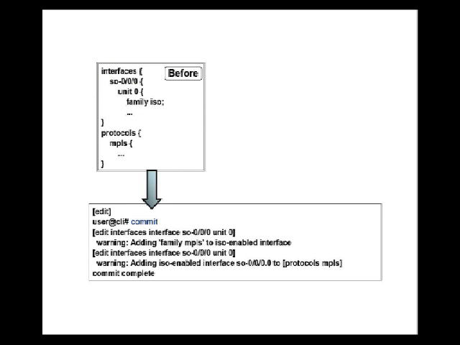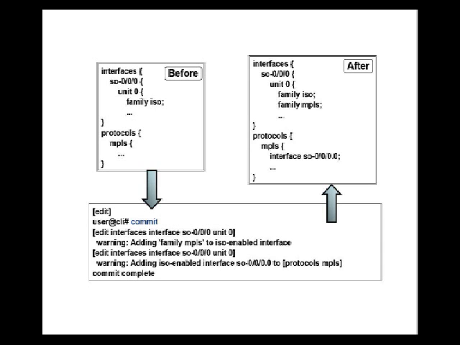I'll generate warnings for both of these. So before, I have a configuration with family ISO. As I commit, I'll get a message saying what the script is doing, and then afterwards I'll have MPLS configured for that interface, and also that interface configured under protocols MPLS.